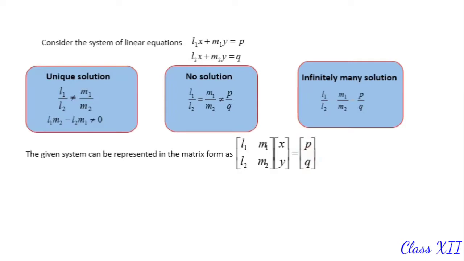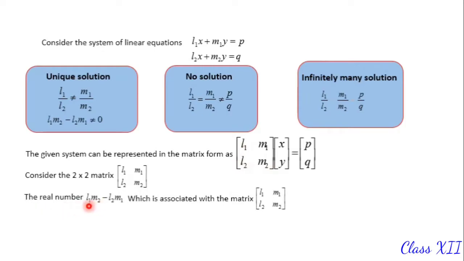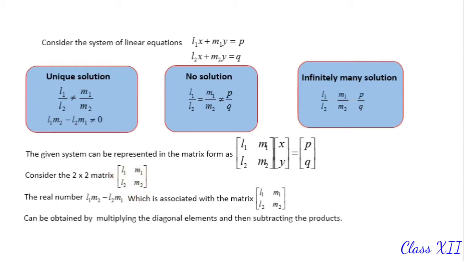Now, consider the 2 by 2 matrix l1, m1, l2, m2. The real number l1m2 minus l2m1, which is associated with this matrix, can be obtained by multiplying the diagonal elements and then subtracting the products. That means you multiply l1 and m2, and l2 and m1, and subtract, and you will get a real number.